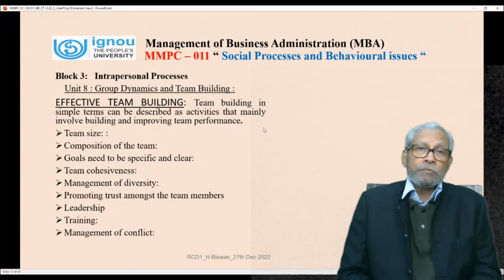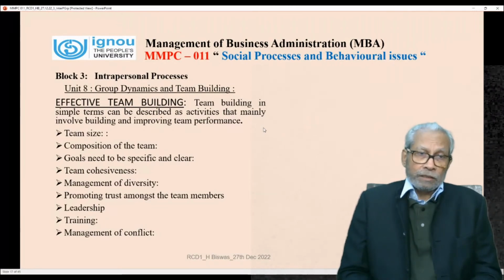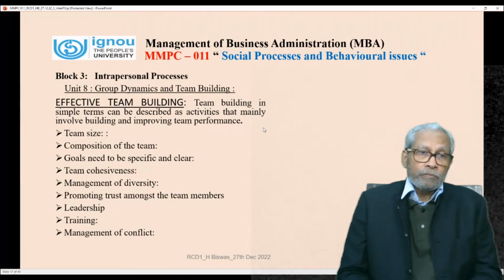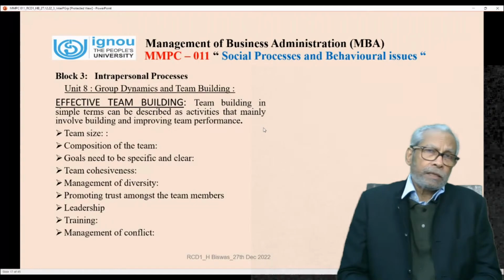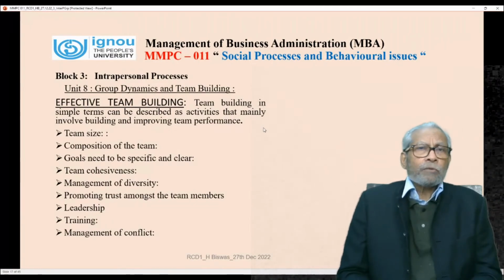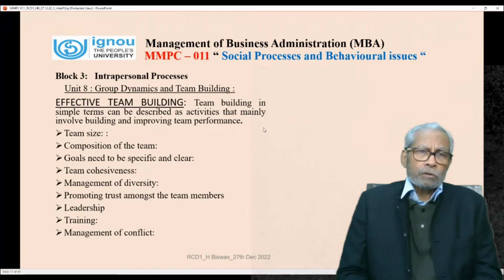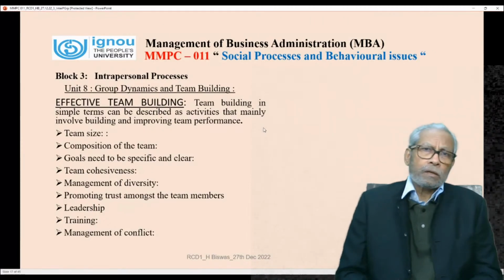Promoting trust again amongst the team members. Some sort of trust you have to build up. Leadership is one of the vital things, because without leadership a team cannot be prepared. Training is also an important part, because in due course of time you have to have training, so that it's a part of your team building. So that the area that is lacking can be filled up by the training only. Management of conflict is very important, because people should work as a team. There should not be any conflict, and it is in one direction. All the focus should be in one direction, one mind, one train should be there.